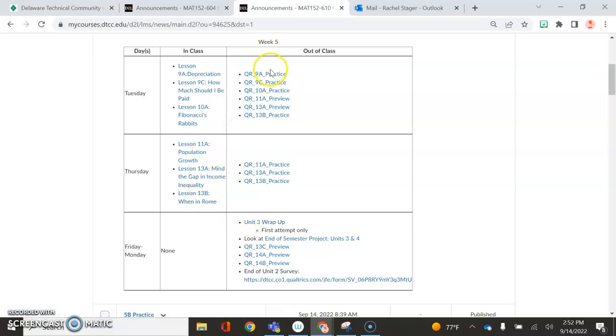So again, we are doing 9AC, 10A, 11A, and then we'll be moving into Unit 4, which will start with Lesson 13A. So please make sure you guys are keeping up on all your assignments and reach out if you have any questions.